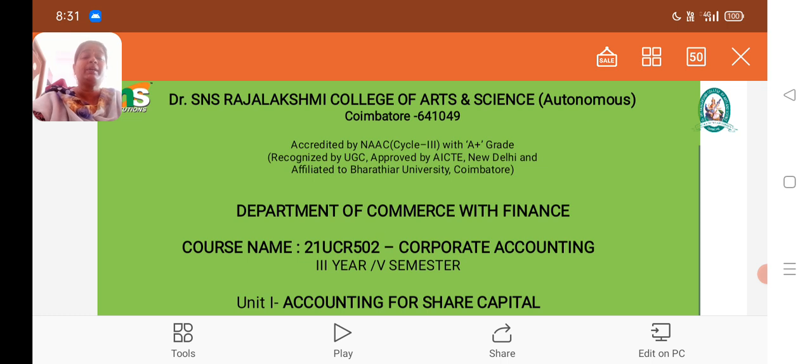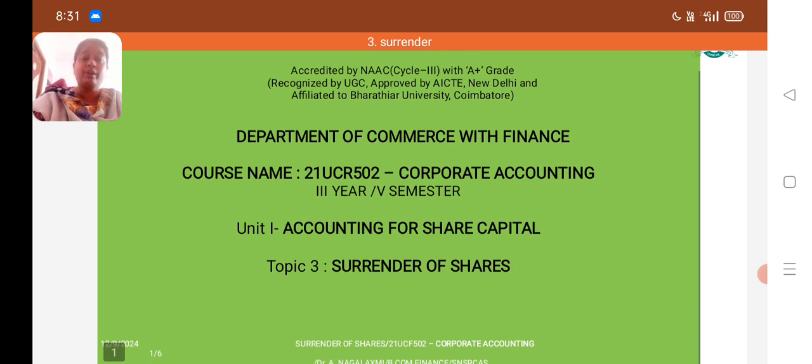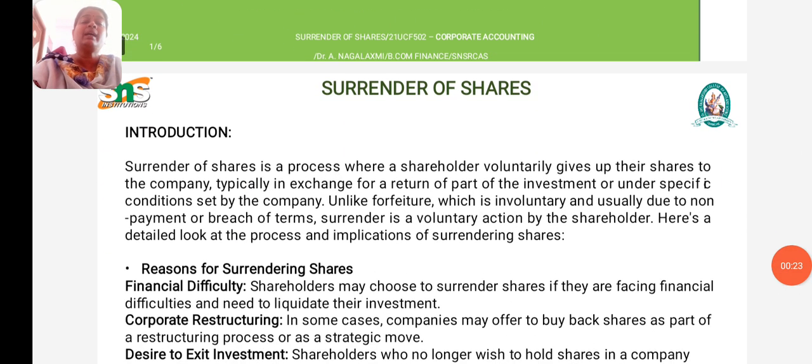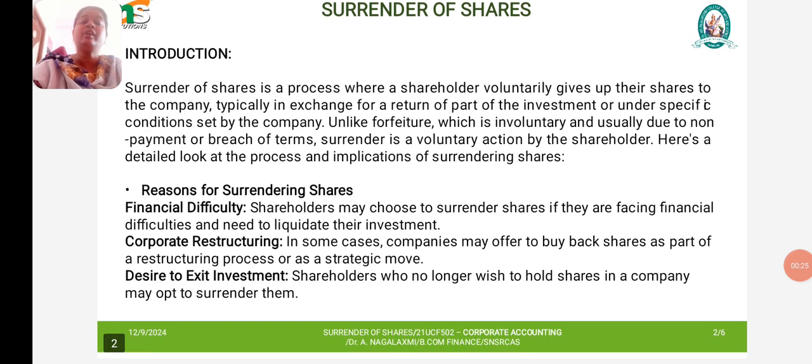I am here to explain a concept in corporate accounting in the unit accounting for share capital in the topic surrender of shares. Surrender of shares is a process where a shareholder voluntarily gives up their shares to the company, typically in exchange of a return of part of the investment or under specific conditions set by the company.